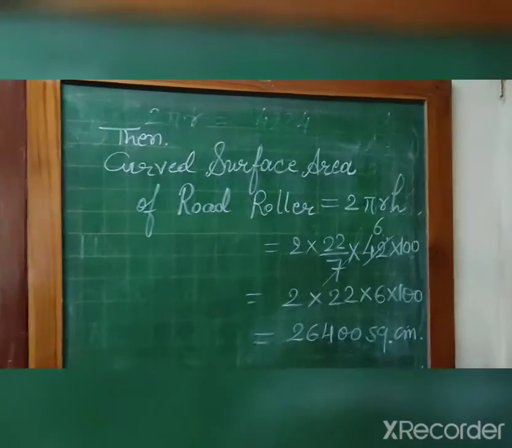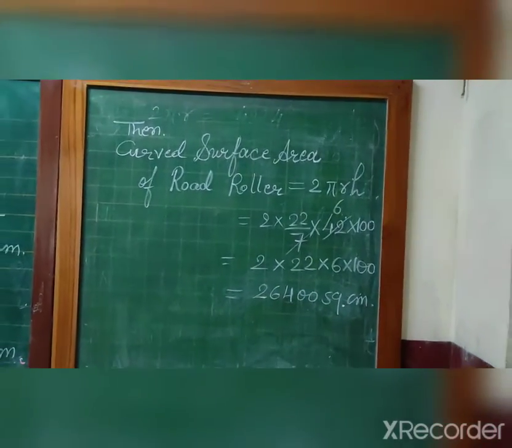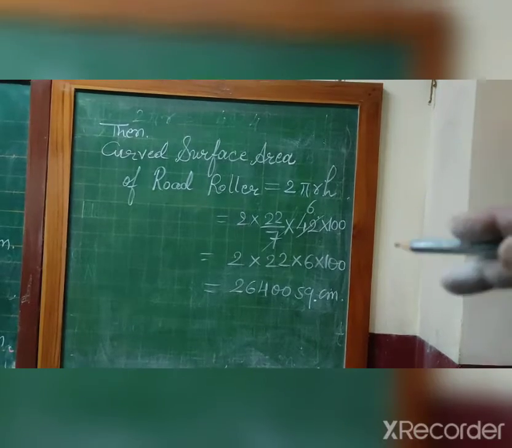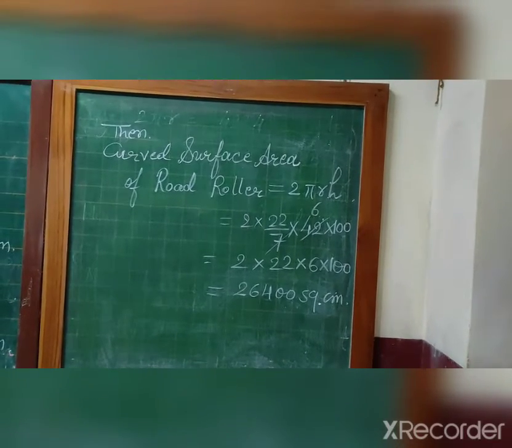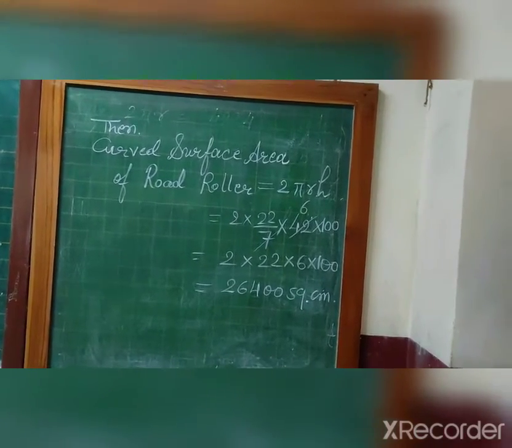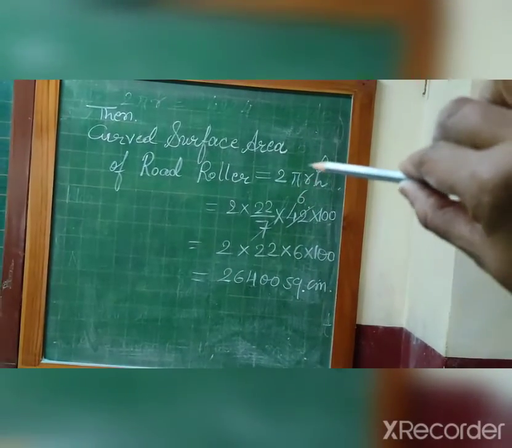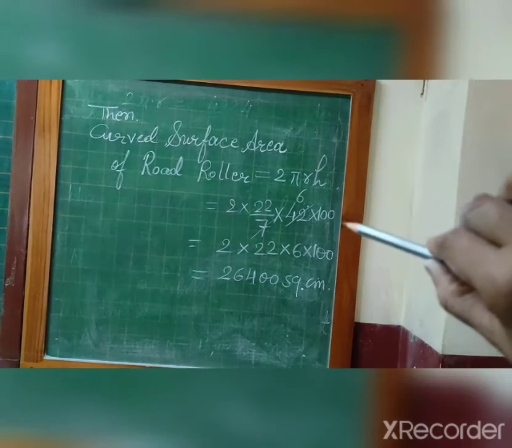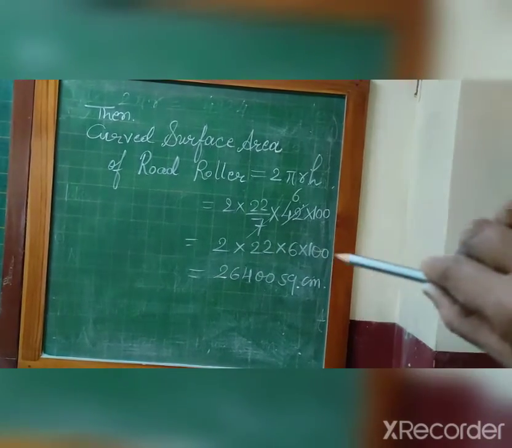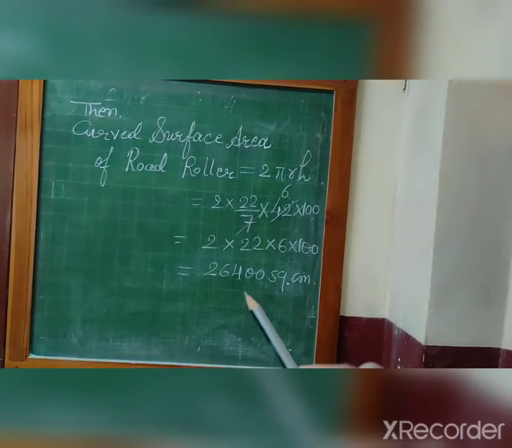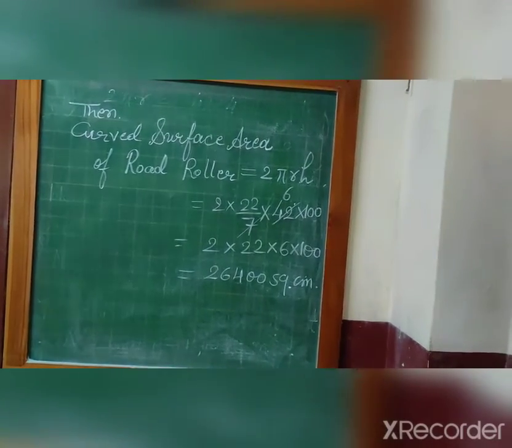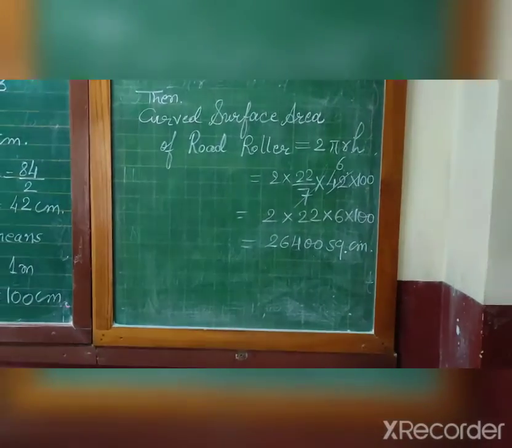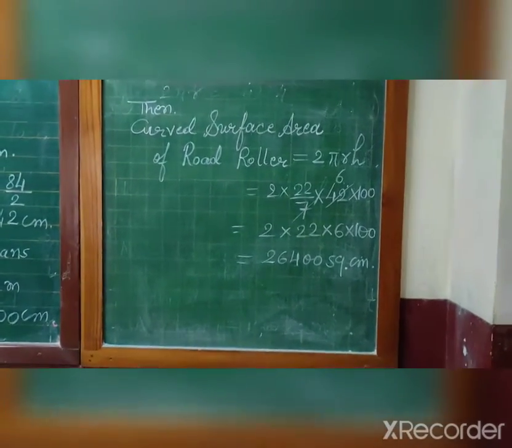Now the curved surface area of the road roller is equal to 2 pi RH. Put the values in the formula and cancel, you will get 26400 square centimeter. Because in place of pi, 22 by 7, 2 as it is, r is 42 and h is 100. 7 sixes are 42. When you multiply, you will get this 26,400 square centimeter. It is the curved surface area of the road roller.